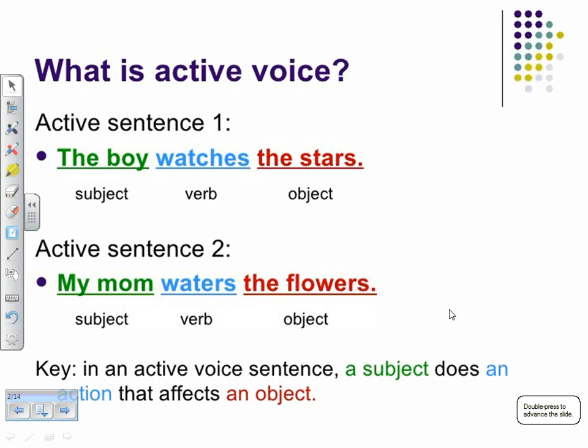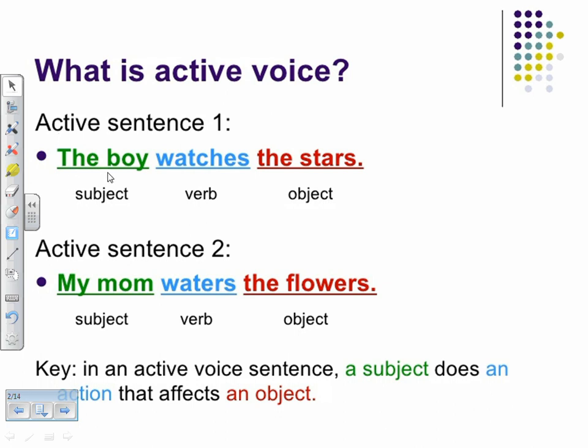What is the active voice? You have here a sentence. The boy watches the stars. So, someone does something. Okay, the subject I start with. Take care. I start the active sentence with the subject. Then the verb. In which tense is the verb? It's in the present simple tense. Then the object. So the order of the sentence is like that in the active voice.